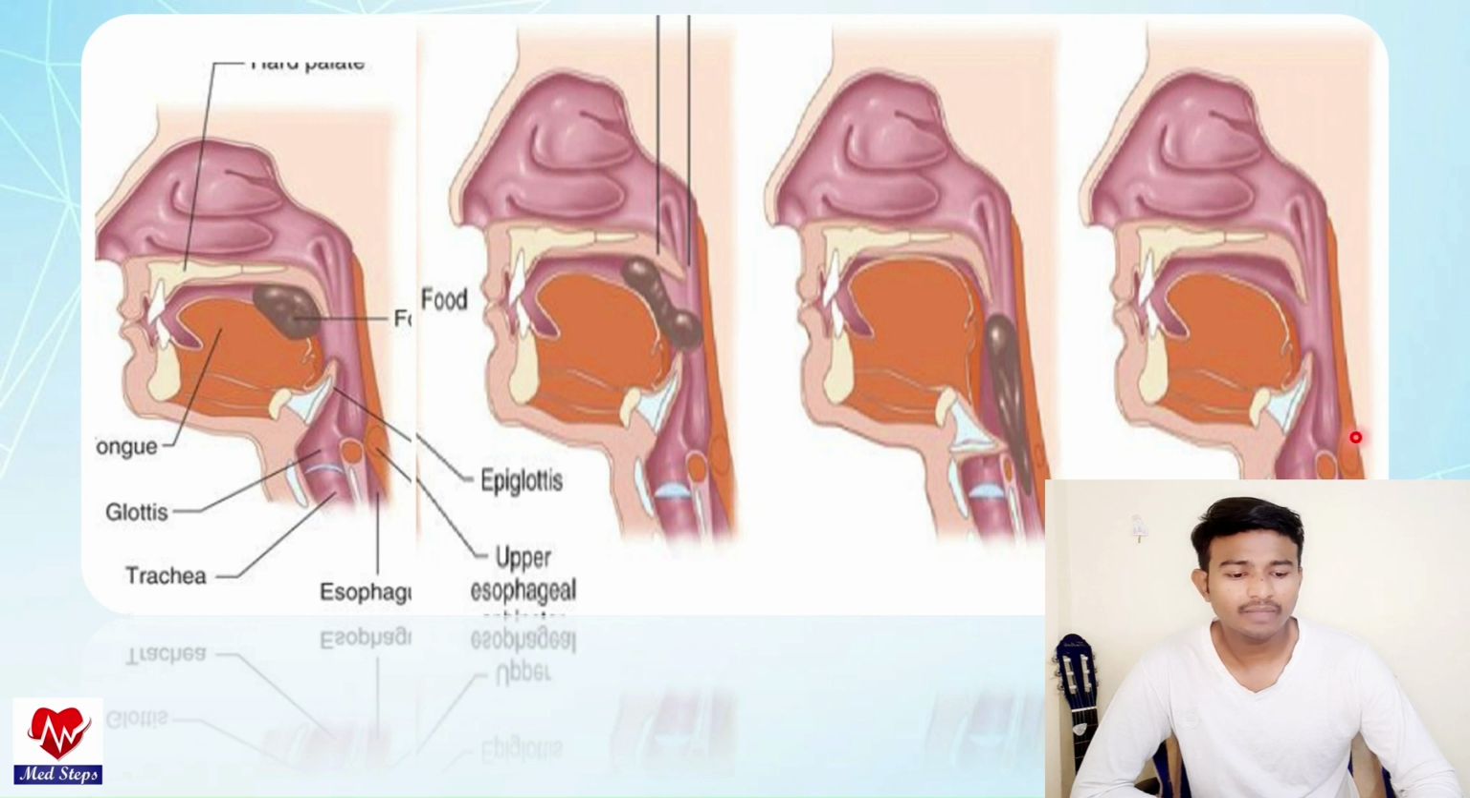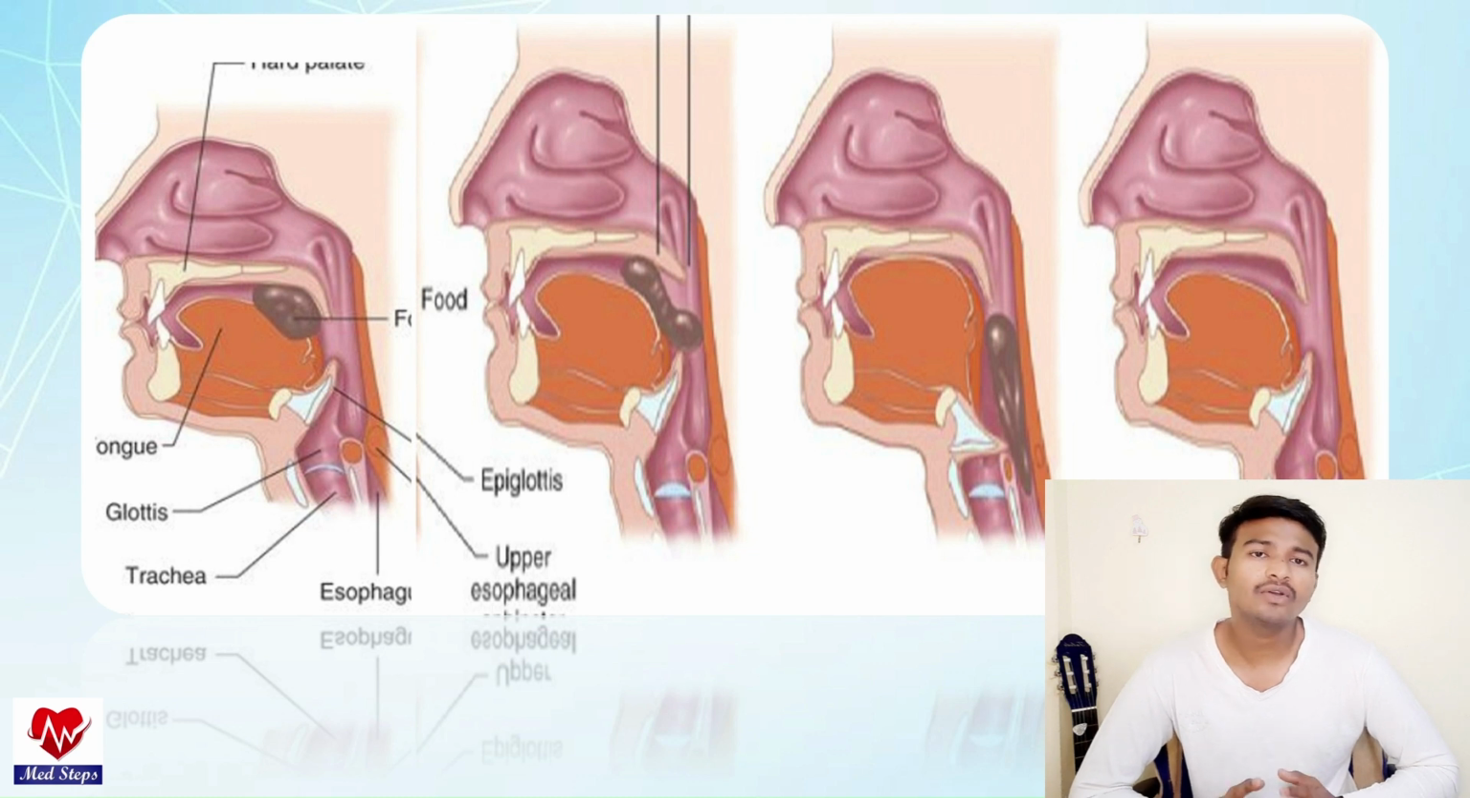Here, as I told you before, at the C6 level you will get the upper esophageal sphincter. When food is passing, the upper esophageal sphincter will relax. Because of that relaxation, the food passes into the esophagus. In the esophagus, peristalsis movement will be there. Because of that peristalsis, the food will go to the stomach. This is the process of the esophagus. Now we are going to see the pathological conditions.